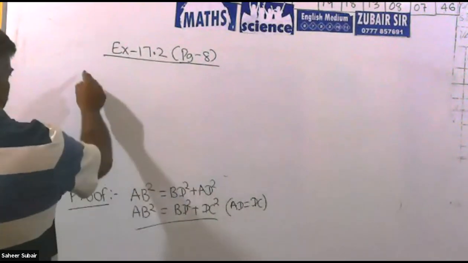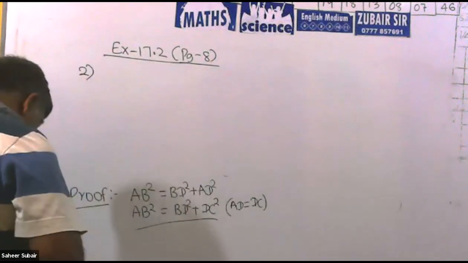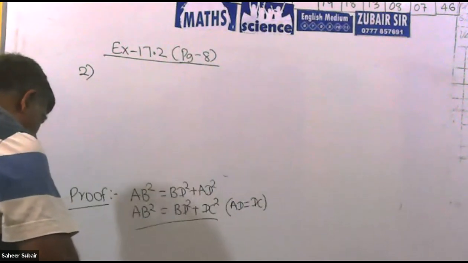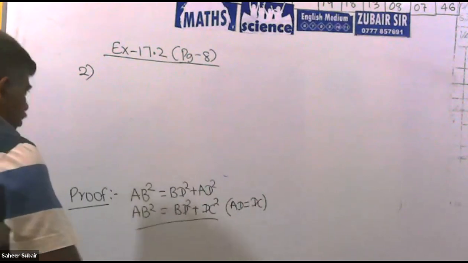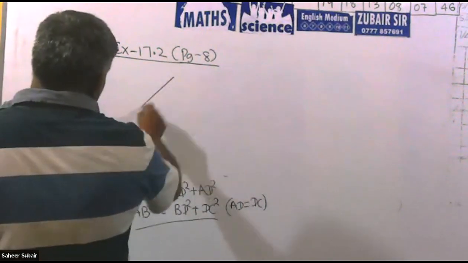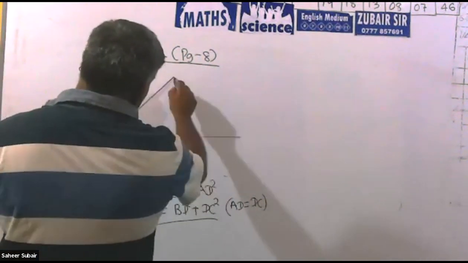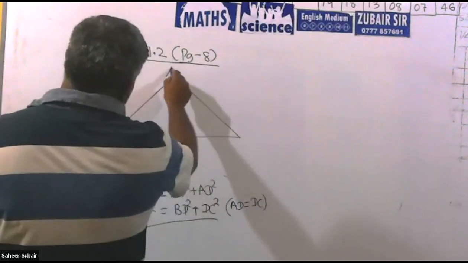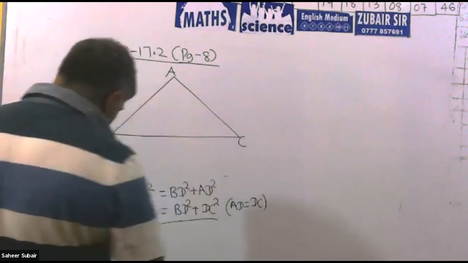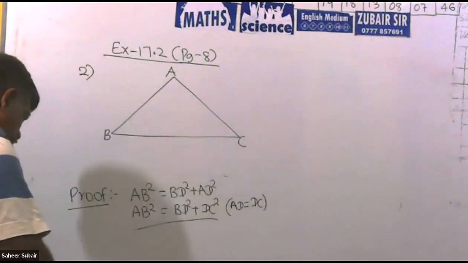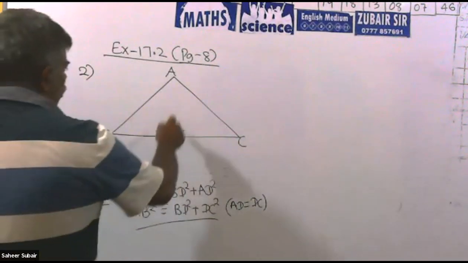Question number 2 says AD is perpendicular to BC in the triangle ABC. They didn't give the triangle, so we have to draw a triangle. We'll say this is the triangle ABC. In this triangle ABC, AD is perpendicular to BC.